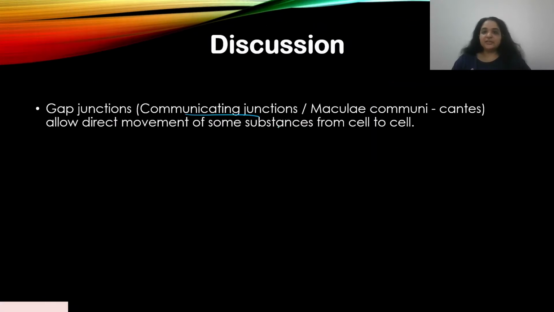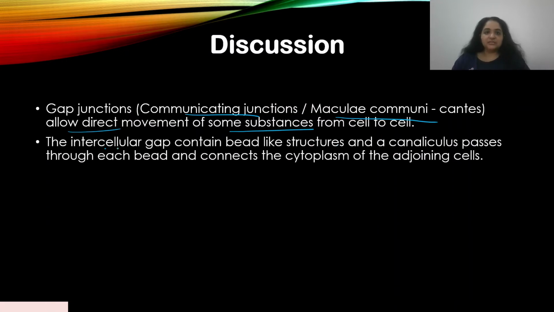Also known as communicating junctions or maculae communicantis. They allow direct movement of some substances from cell to cell. Now, what is actually a gap junction? How does it look? How is it structured? This is what I'm trying to explain in this particular slide.